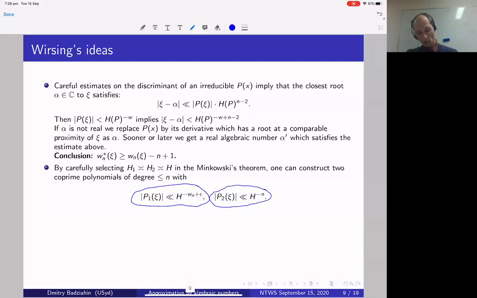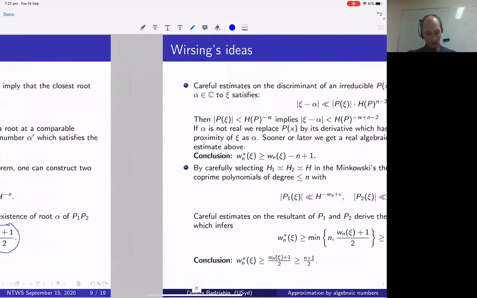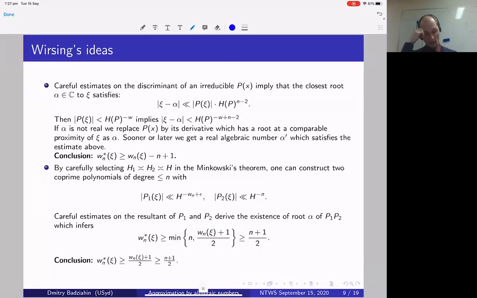And after we have two polynomials of this form, and with some careful consideration of the resultant, we can derive that there exists a root α of the product, or basically the root of one of those polynomials, which gives the following lower bound for w_n*(ψ). So I don't want to give all the details because they're technical, and I just want to give an idea. We get w_n*(ψ) is at least the minimum of these two numbers, n and (w_n(ψ) + 1)/2. And this gives our lower bound (n + 1)/2, and that is the result of Wirsing. And the conclusion from here is that w_n*(ψ) is at least (n + 1)/2.